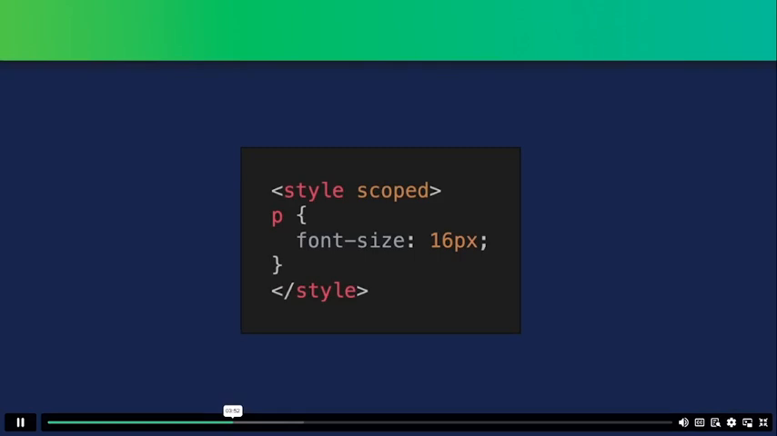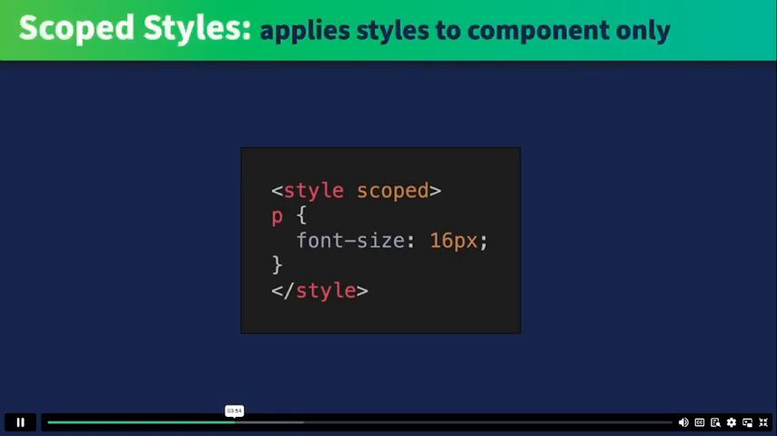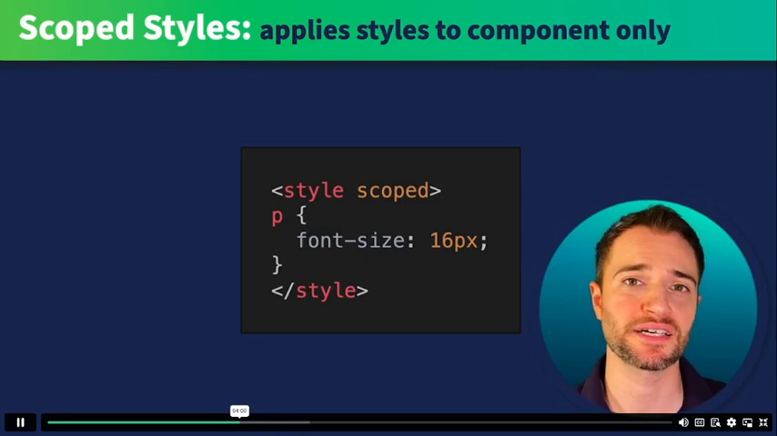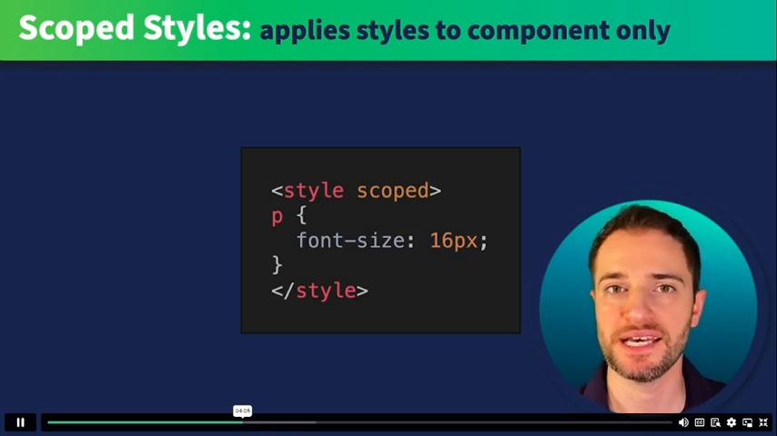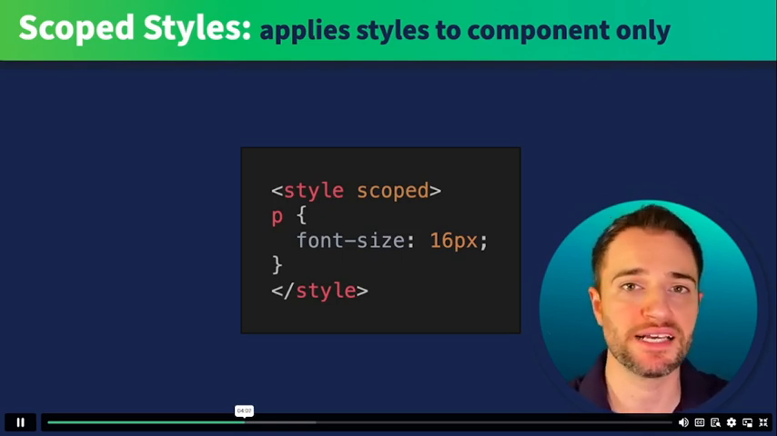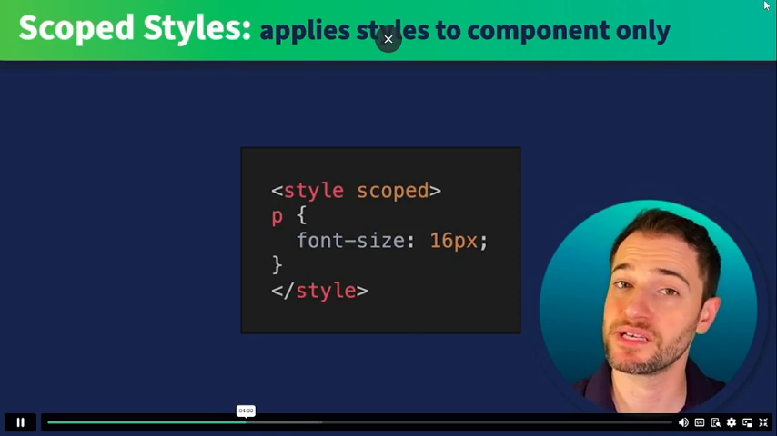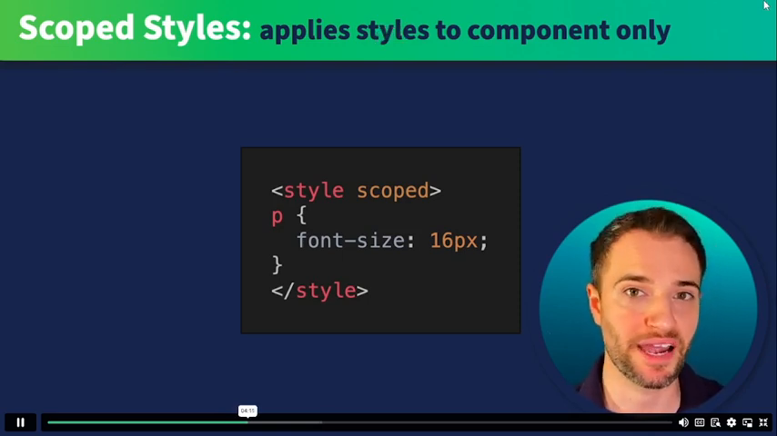Taking a look at this concept deeper, the scoped attribute allows us to specify and isolate styles to our given component. In this example here, we're telling the component that any of its p tags are going to have a font size of 16 pixels. However, that style is not going to affect any other components in our application because it's scoped just to the component that we care about.